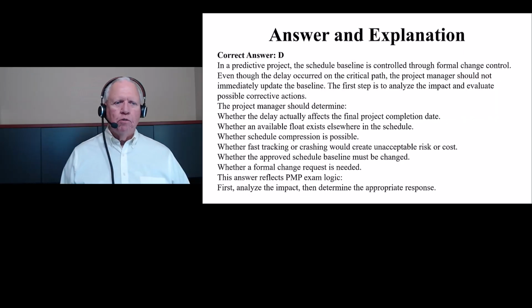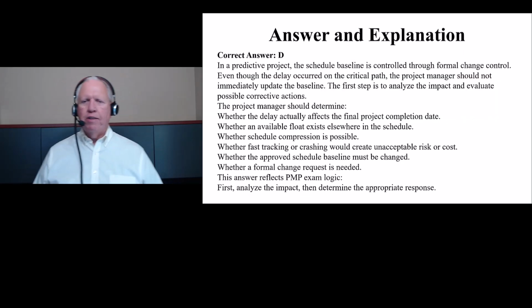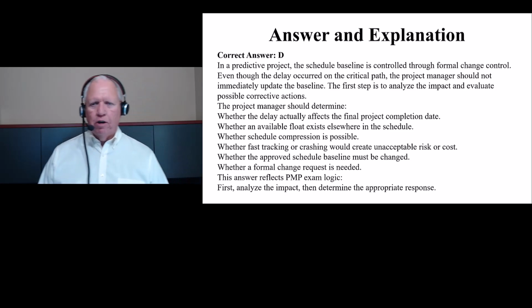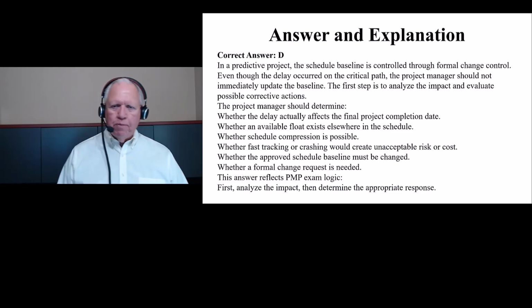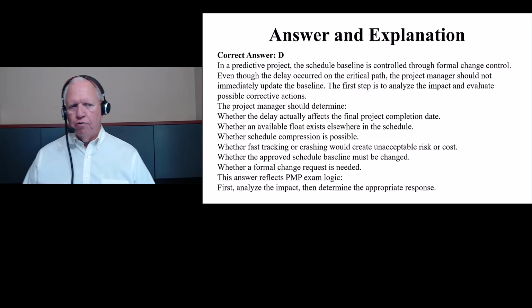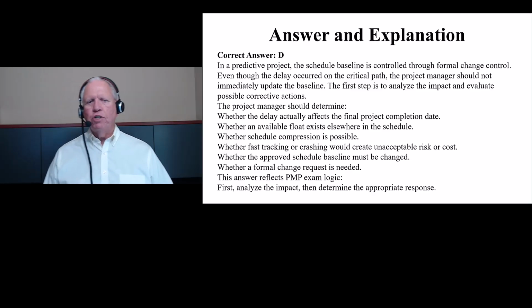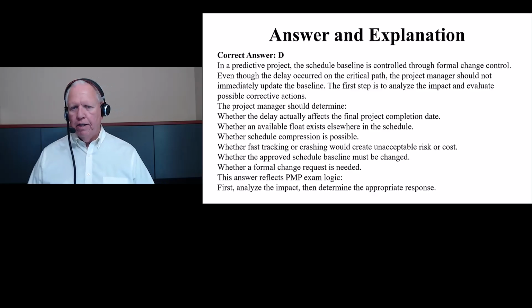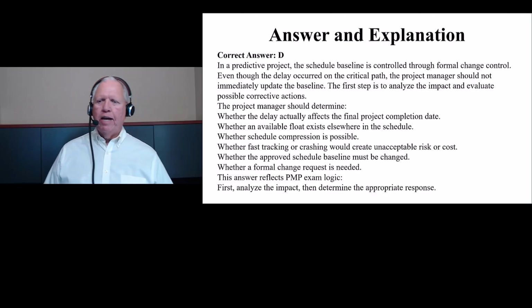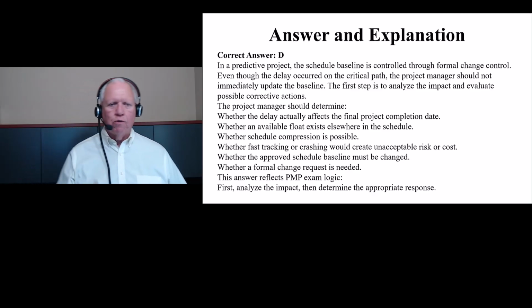So the correct answer here was D, in a predictive project, and that's what they gave you the impression of, because of the critical path. The schedule baseline is controlled through formal change control. Even though the delay occurred on the critical path, the project manager should not immediately update the baseline. The first step is to analyze the impact and evaluate possible corrective actions.